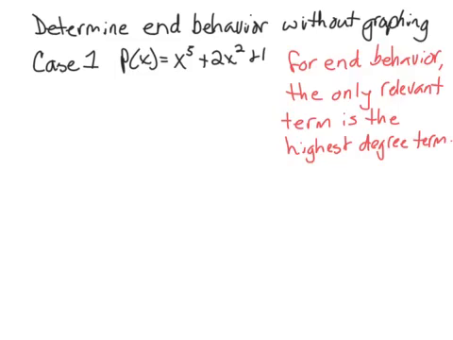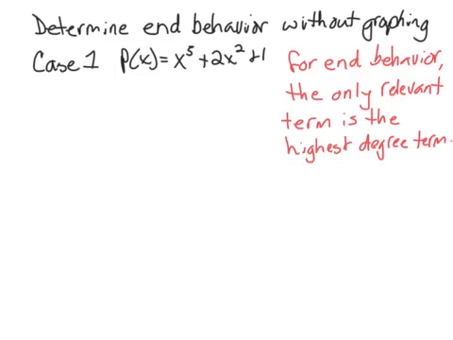So when we are trying to find the end behavior, you have to remember the only relevant term is the highest degree term. Nothing else matters. Whether it's positive or negative, it doesn't matter. The term that has the largest exponent is the only thing we care about. So when I look at this guy, in my example, I have x to the 5th, 2x squared plus 1. X to the 5th is the only guy that matters when you're approaching positive or negative infinity.